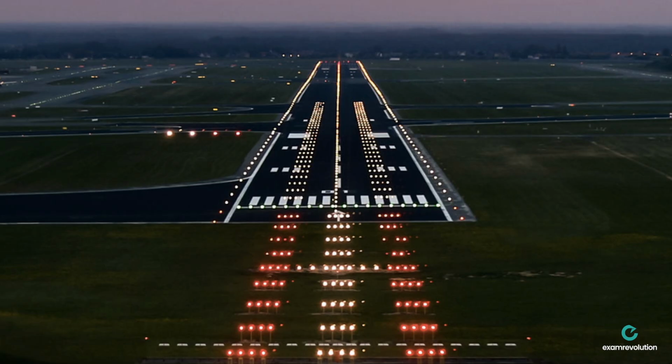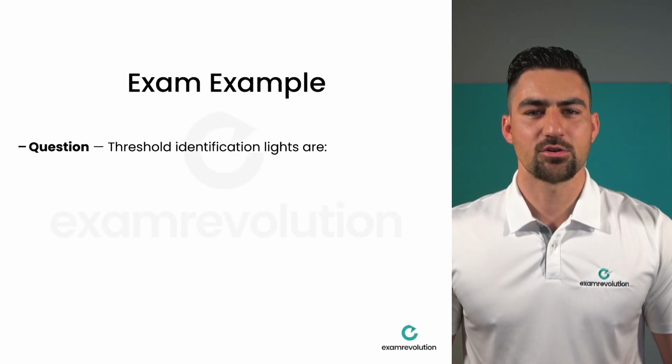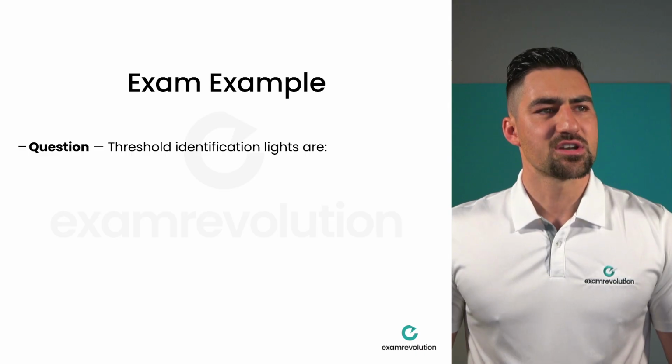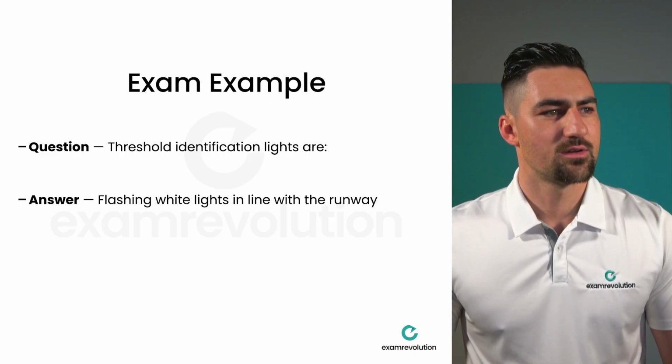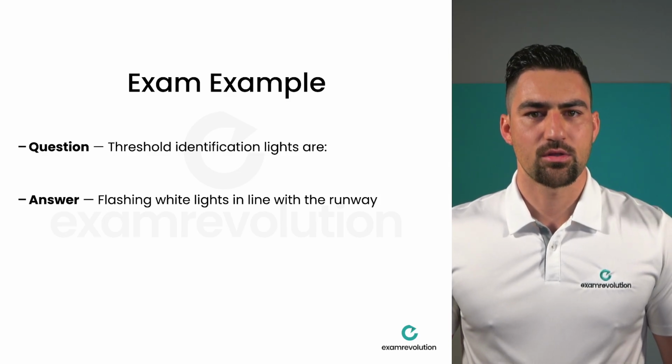However, if they had to put threshold identification lights, it would be white flashing lights like that on the side there. And obviously it must be 10 meters from the edge lights of the runway, which you can see is on the inner side of these threshold identification lights. Okay, then there's an exam example. Threshold identification lights are flashing white lights in line with the runway. That would be the answer.